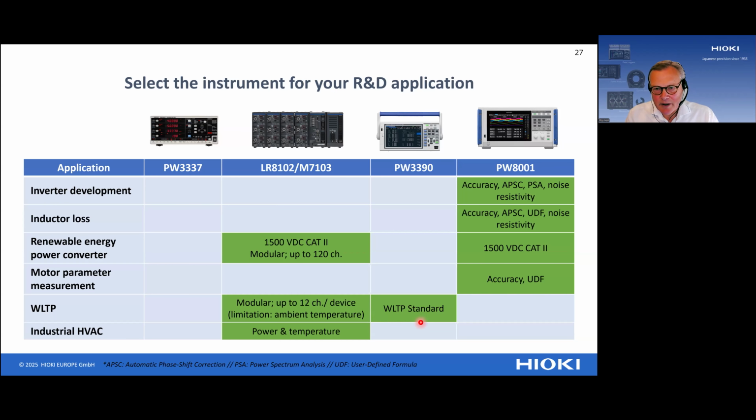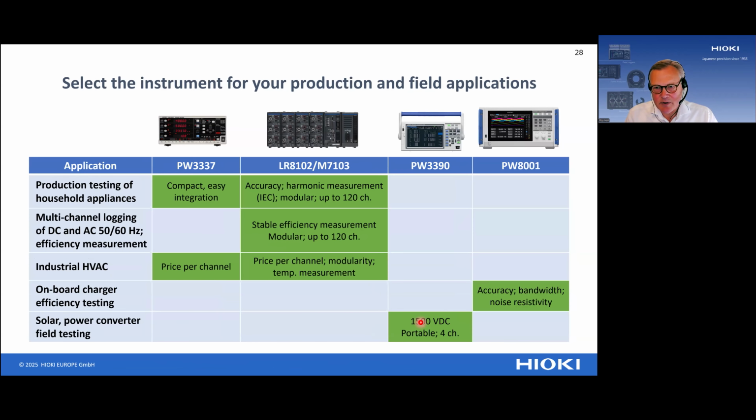And then we're going to the applications in the manufacturing and field testing, and we have the same way of looking at these kind of applications, and the ones that I would like to highlight are the PW3337 for production testing of household appliances, and these are very well known in this kind of applications because it's very easy to integrate these compact equipment, and also they have very basic control configurations. And that makes it easy to integrate them.